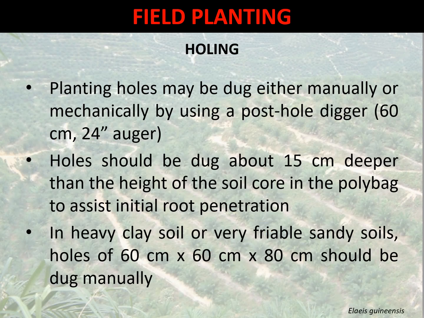Next, let's move on to holing. Planting holes may be dug either manually or mechanically by using a post hole digger. The holes should be dug about 15 cm deeper than the height of the soil core in the polybag to assist the initial root penetration. In heavy clay soil or very friable sandy soils, holes of 60 cm x 60 cm x 80 cm should be dug manually.